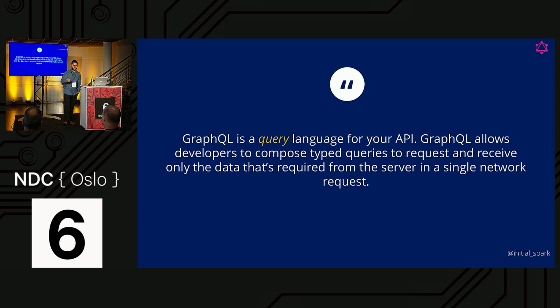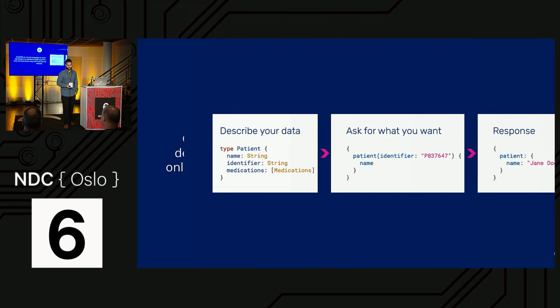But what GraphQL allows you to do, it has a built-in type system. So with this type system, you can define type-safe queries where you only request the data that you want in the shape and format, and your response will mimic that. And that all happens in one single network request between the client and the GraphQL server. So let's have a look.